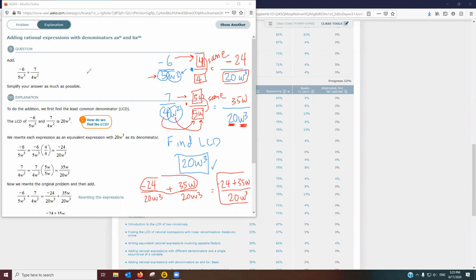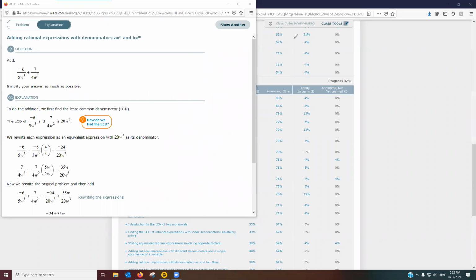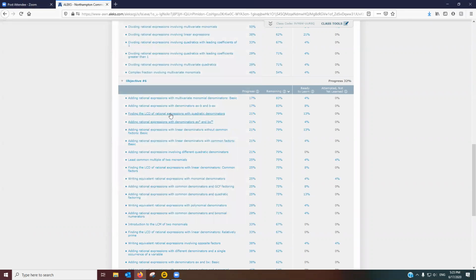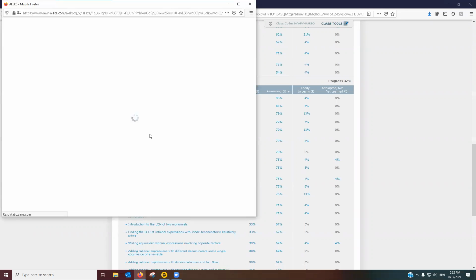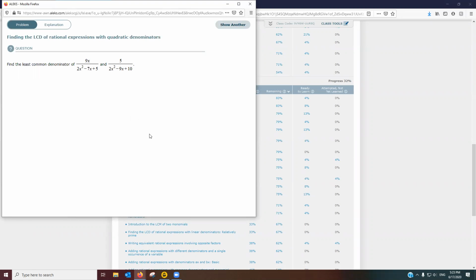Remember, folks, you can use this explanation to show you the step-by-step analysis for any of these ALEKS problems. All right, let me go to another example. Let's go here to finding the least common denominator.